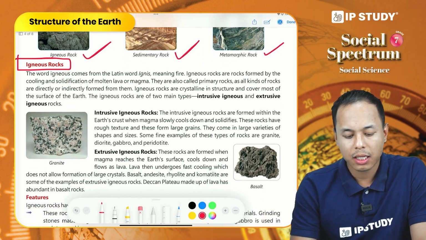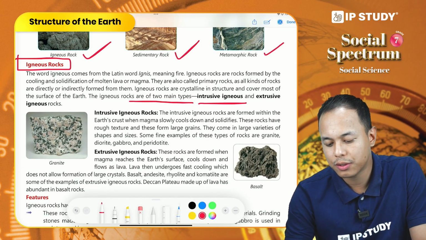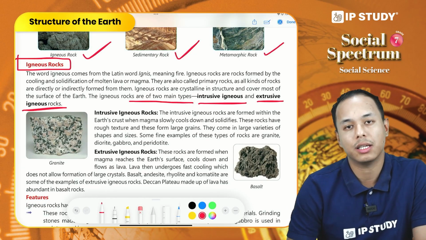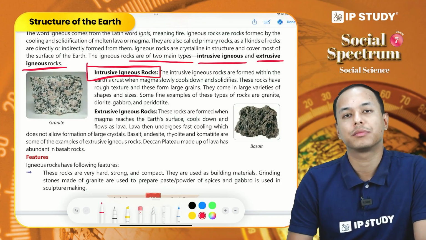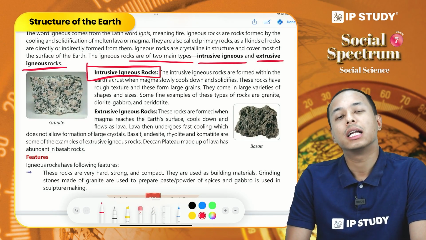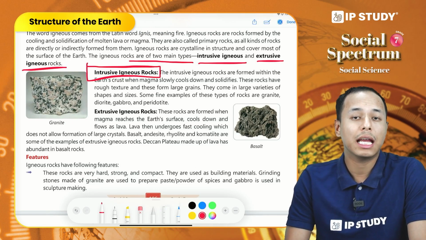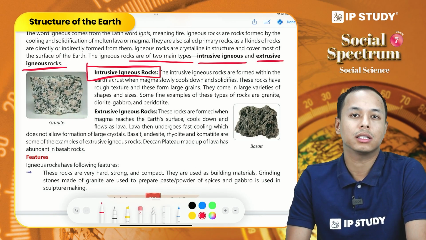Okay, igneous rocks can be classified into two types: intrusive igneous and extrusive igneous. So now let us discuss intrusive igneous rocks. Intrusive igneous rocks are formed when magma does not reach the surface of the earth and it cools down and solidifies within the earth crust.